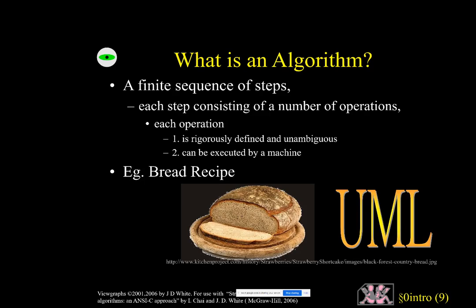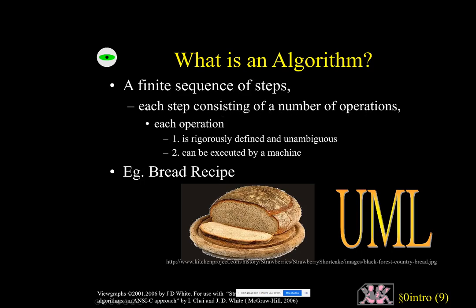After 6 hours, you come back, the bread has become expanded. And then you say, after 6 hours, bake at 200 degrees Celsius for 2 hours. You do that, and then you get your piece of bread, your bread comes out. This is a finite sequence of steps. Each step consisted of a number of operations.